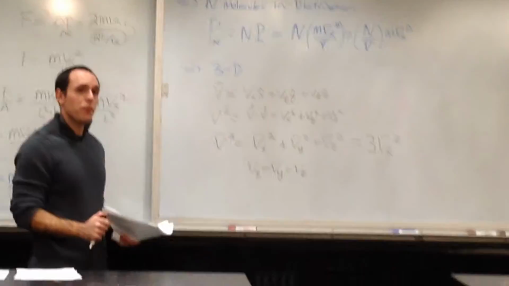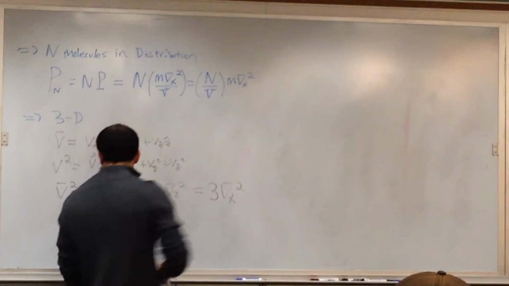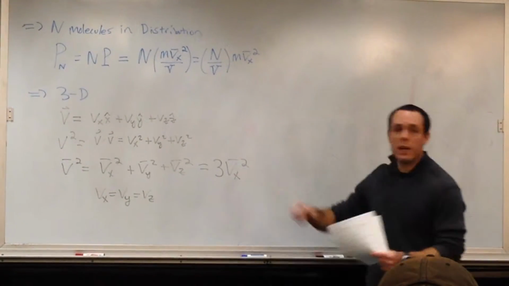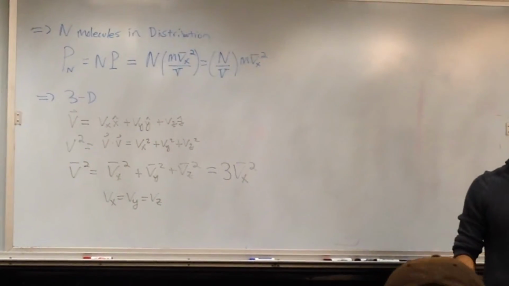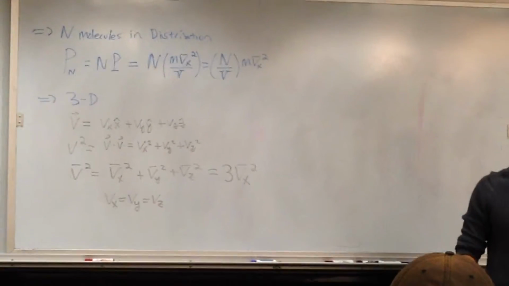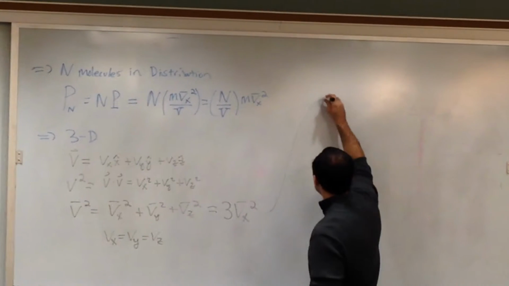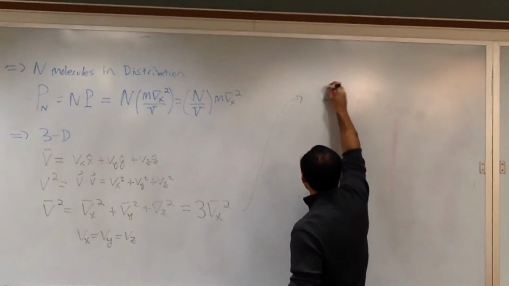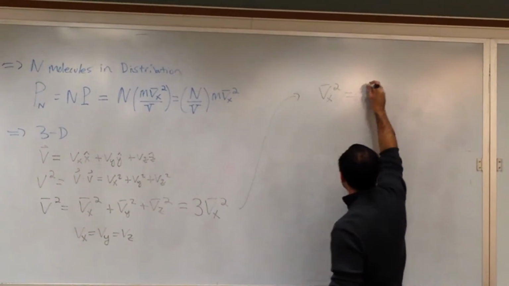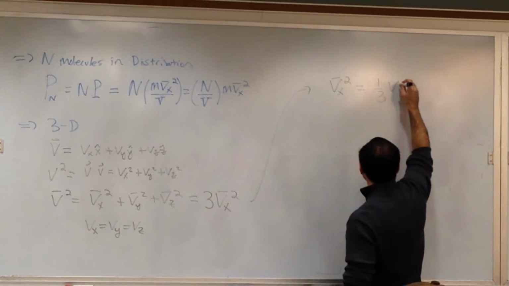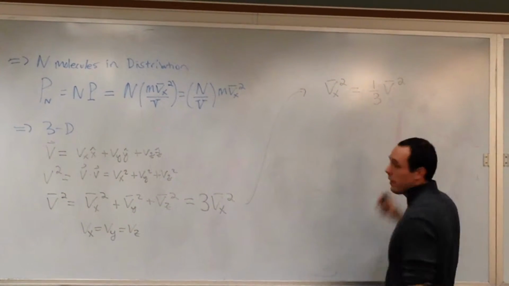So I have now gone to 3 dimensions. V squared is equal to 3 Vx squared if there are no forces accelerating the molecules in any of the dimensions. So what does this mean? This means that V average x squared is equal to 1/3 V average squared.